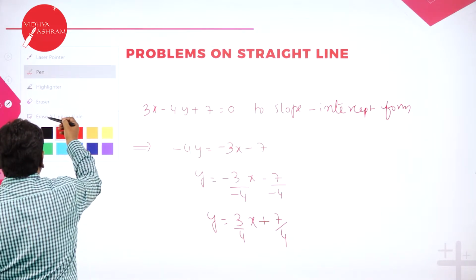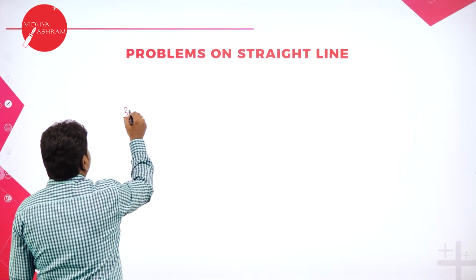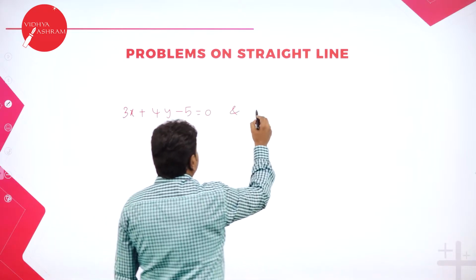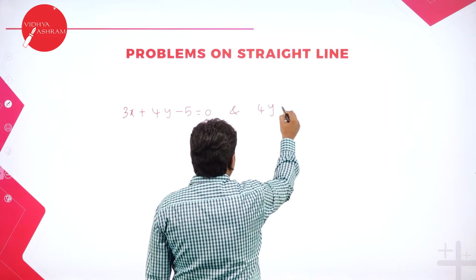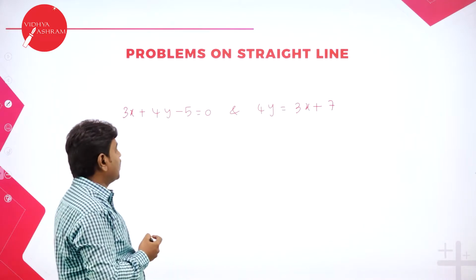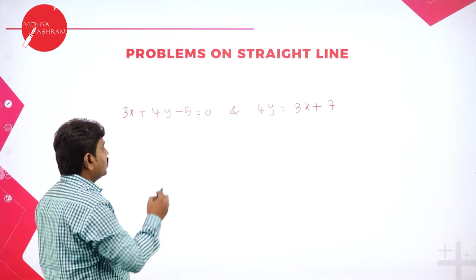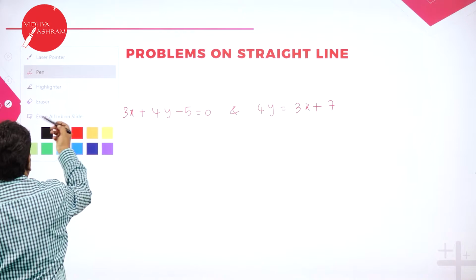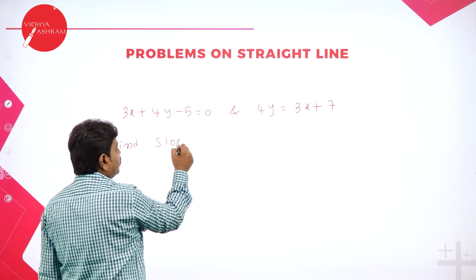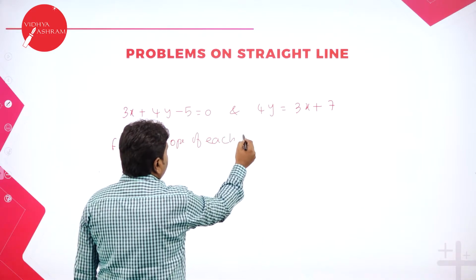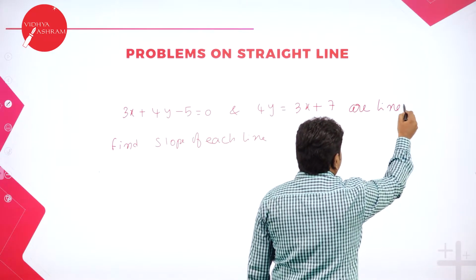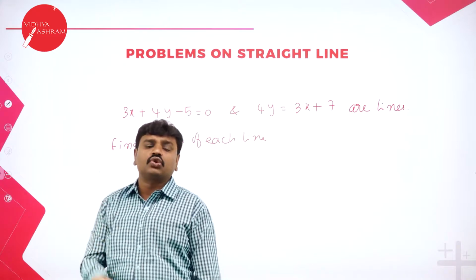Now if I give 3x plus 4y minus 5 equal to 0 and 4y is equal to 3x plus 7. Are these two lines parallel, if they ask? So now here if I ask find slope of each line, so how to find slope of each line? So these two are straight lines, then how to find slope? Write it in slope intercept form.